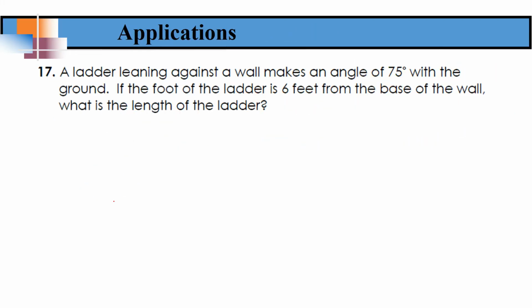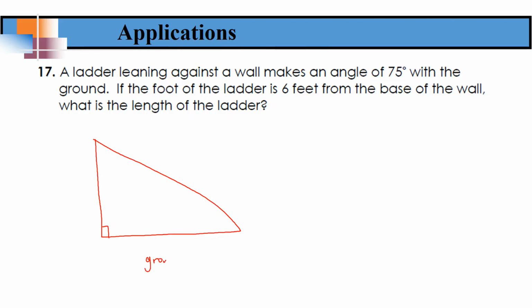Okay, let's wrap up by looking at two application questions. Number 17 says, a ladder leaning against a wall makes an angle of 75 degrees with the ground. If the foot of the ladder is 6 feet from the base of the wall, what is the length of the ladder? Okay, well, let's draw a right triangle like this.